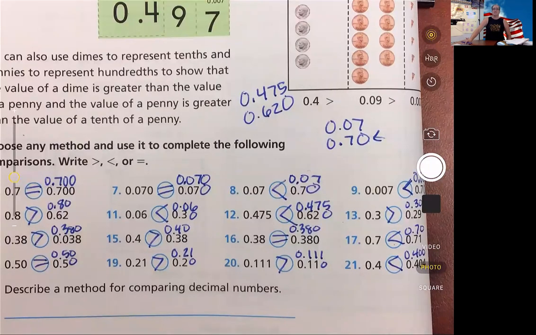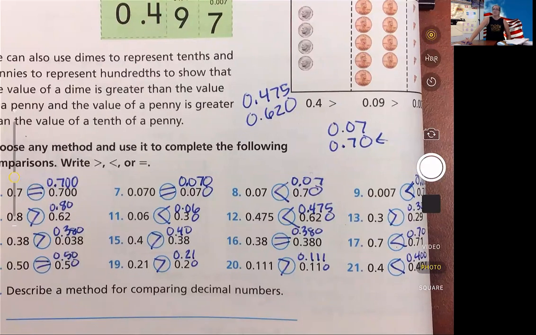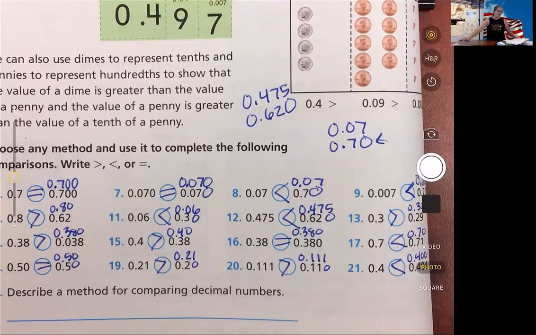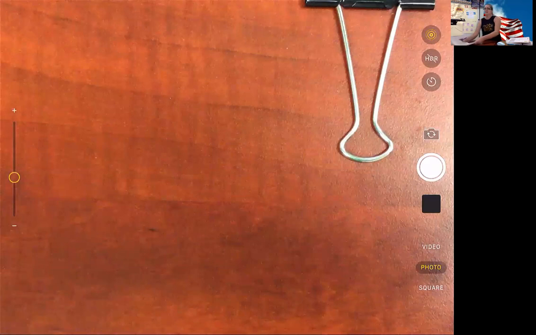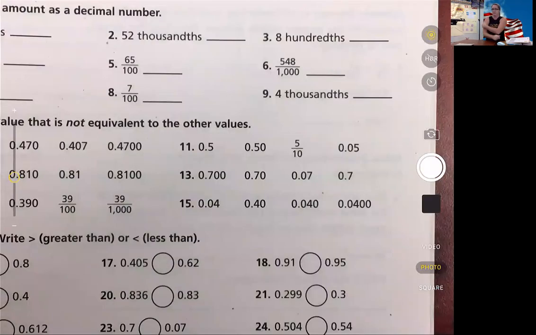Are there other questions on any of these? All right, let's take a look at your homework.